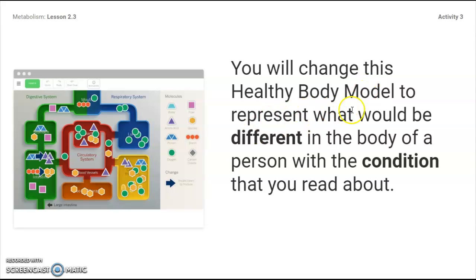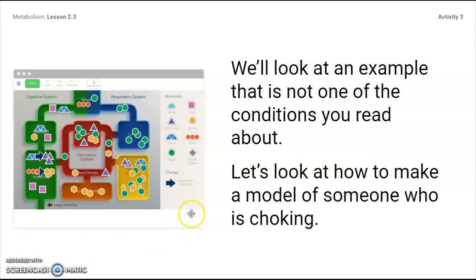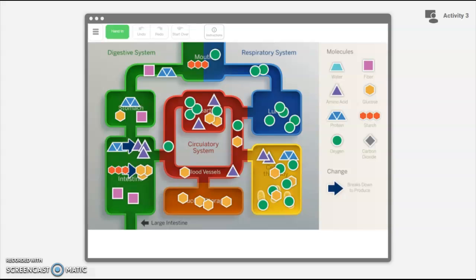You will change this healthy body model to represent what would be different in the body of a person with the condition that you read about. So we're going to look at an example that is not one of the conditions that you read, but it's a slightly different example. This is the model of a person who is not getting enough air. If they're not getting enough air, that means they're not going to get enough oxygen to the other parts of their body.